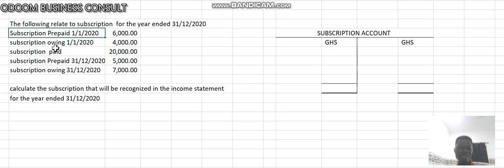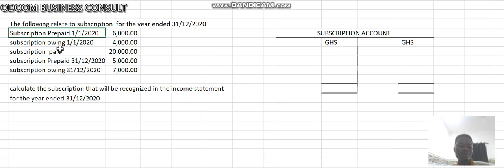So we have subscription prepaid, subscription owing, subscription paid, subscription prepaid, and subscription owing again, most of them with different dates. The date tells you whether it is an opening item or a closing item. If it is an opening item, you know where it will be, and if it's a closing item, you also know where it will be. So now let's get started with the recording.